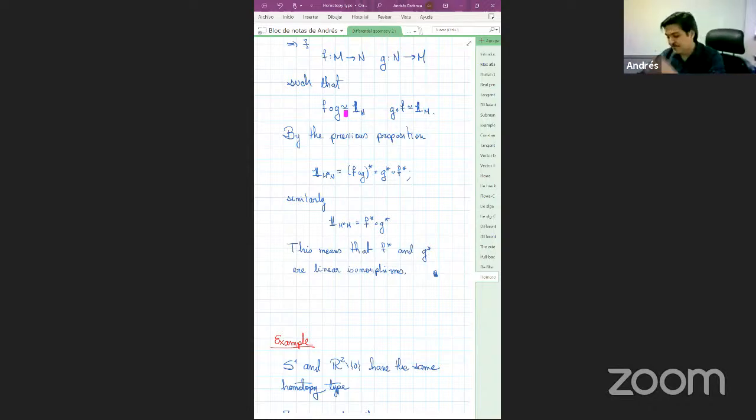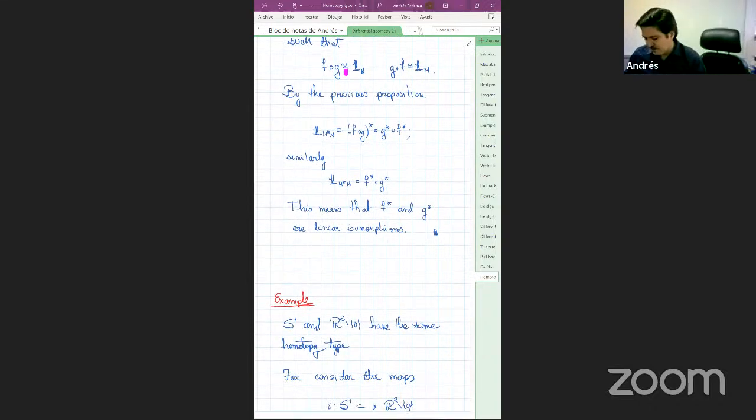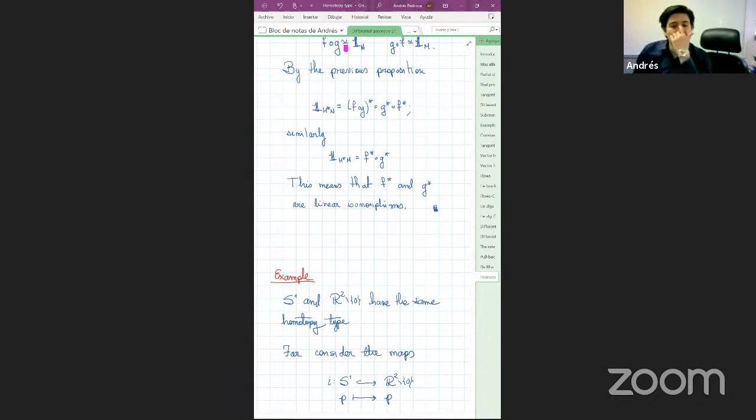Okay, so we will prove that they have the same homotopy type by using the definition. Right now, we don't have any other mechanism to say that two spaces have the same homotopy type. So we need to look at maps. I'm going to consider the inclusion map, the unit circle inside the punctured plane. So a point in the circle goes to the point in the circle.